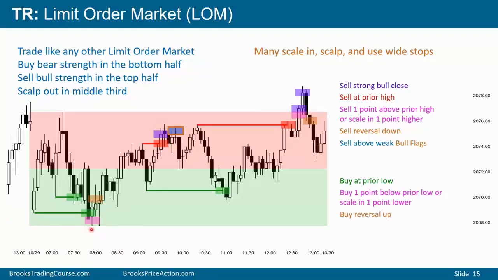Some traders prefer to buy on a reversal up, a decent bull body, and it's a wedge, 1, 2, 3, and then buying above this bar, it's a micro double bottom, a second failed breakout below this low. Buying above this bar, it's a higher probability buy.